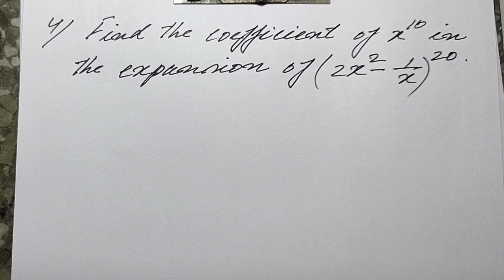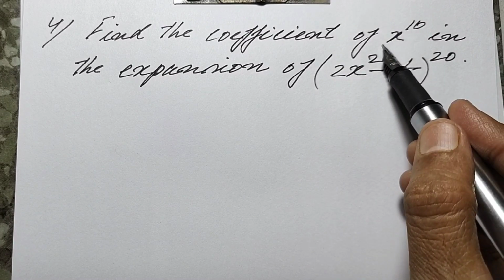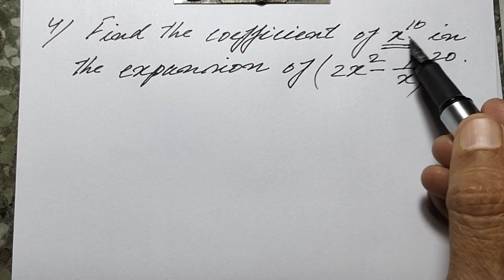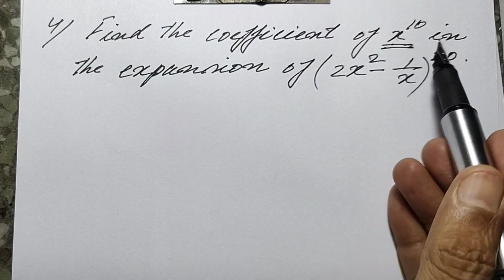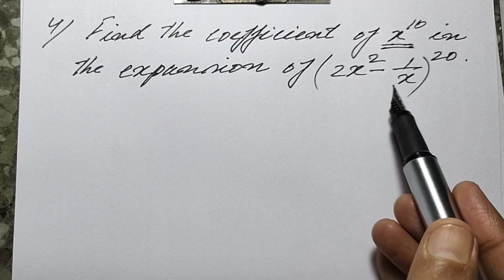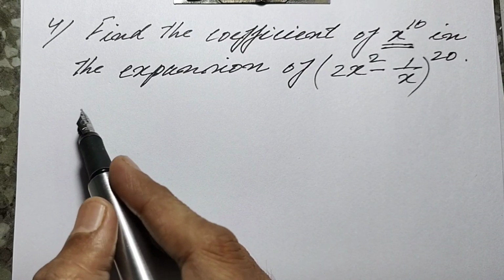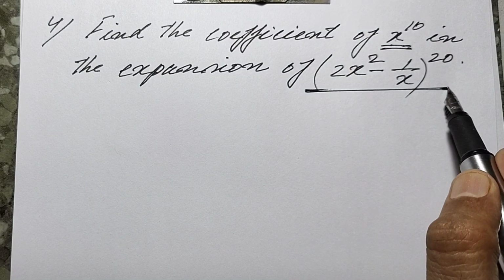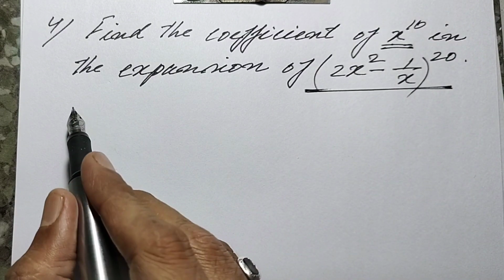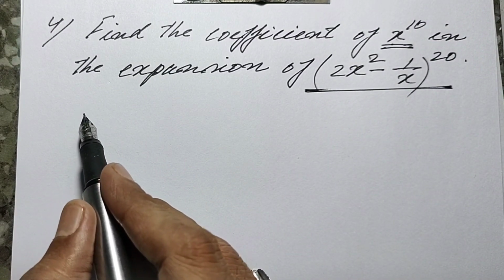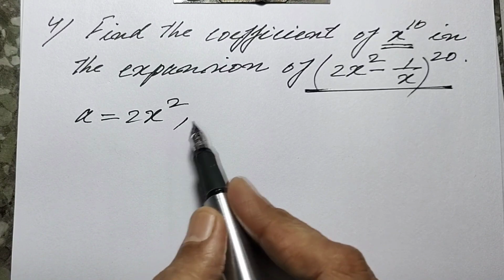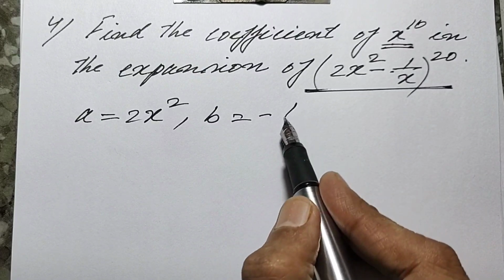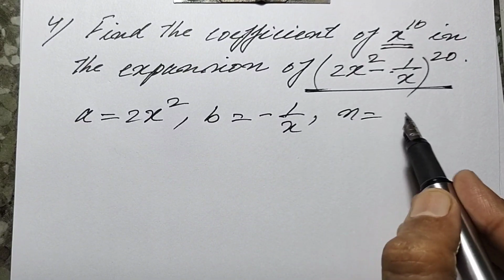Now the next important type of question is where we need to find the coefficient of a given variable factor, like x raised to the power 10. So we need to find the coefficient of x raised to the power 10 in the expansion of (2x square minus 1 upon x) raised to the power 20. So let's do it. First we have to compare this binomial expression with (a plus b) raised to the power n. So we have a is equal to 2x square, b is equal to minus 1 upon x, and n is equal to 20.